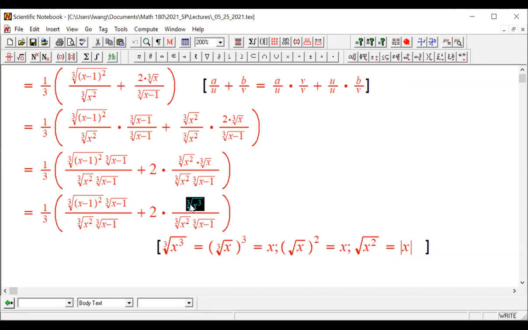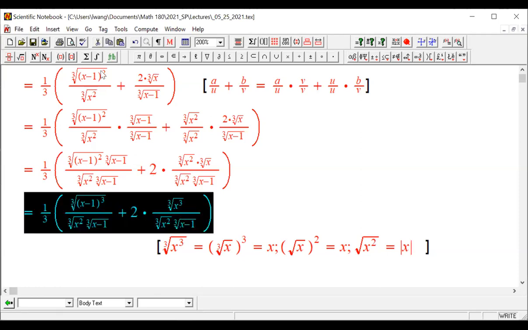So this guy is what? This guy is x. How about this piece? We have a similar situation. They're both root 3, and this is x minus 1 to the power 2, and this is x minus 1. So if we combine these two, what do we get? We get power 3. Yes? You get that?